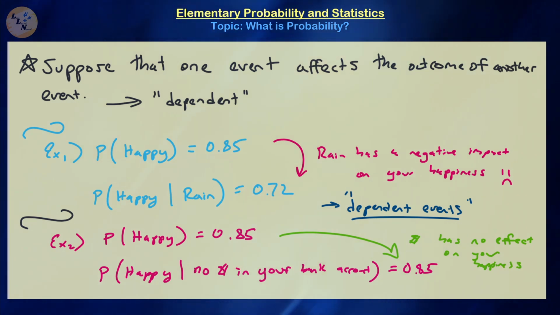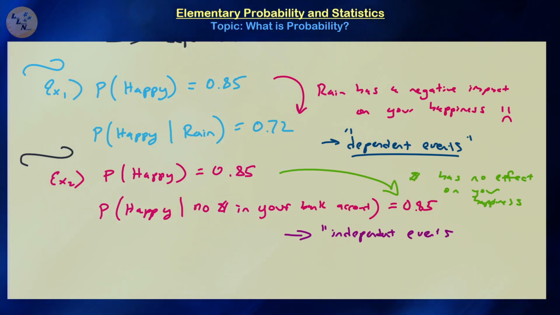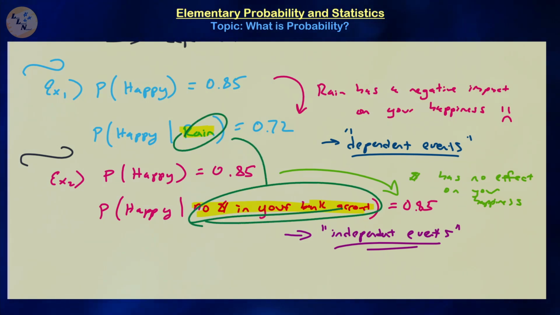From the probabilistic perspective, we refer to these events not as dependent, but as independent events. Now, in terms of notation here, notice that the thing after the bar is the thing that has already occurred. Right? So these two things here already occurred. Some people will refer to this as the condition of the probability.